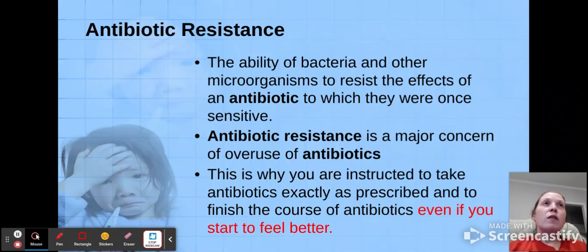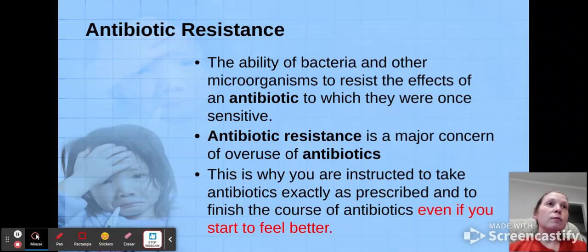Now, since antibiotics have been around for a while, there are certain bacteria that have evolved to become antibiotic resistant. And this is just an ability of bacteria to resist the effects of an antibiotic to which they were once sensitive. So certain bacteria that were easily killed by antibiotics in the past have morphed over time to where they are less susceptible to being broken down by that antibiotic. And antibiotic resistance is a major concern of overuse of antibiotics.